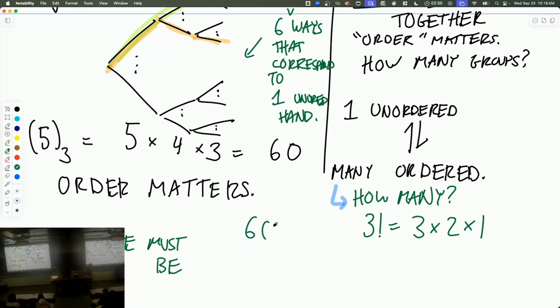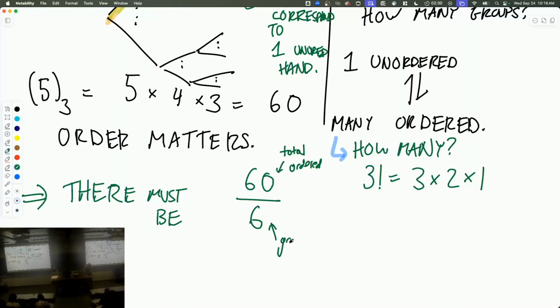So we started out with 60 total ways. Each group is size 6. How many ways are there? There must be 10. So this is the total ordered, this is the rate, or the group size, and this is equal to 10. That must be the number of groups.